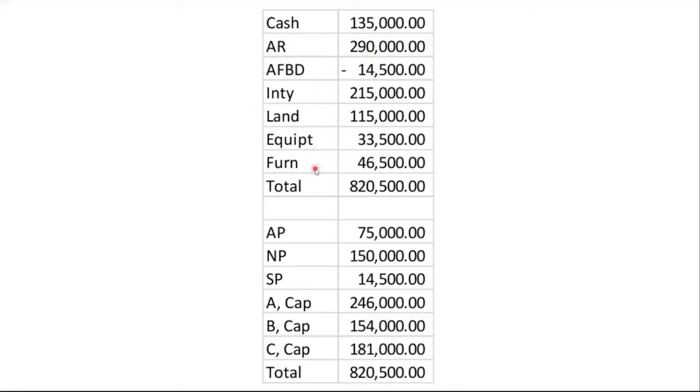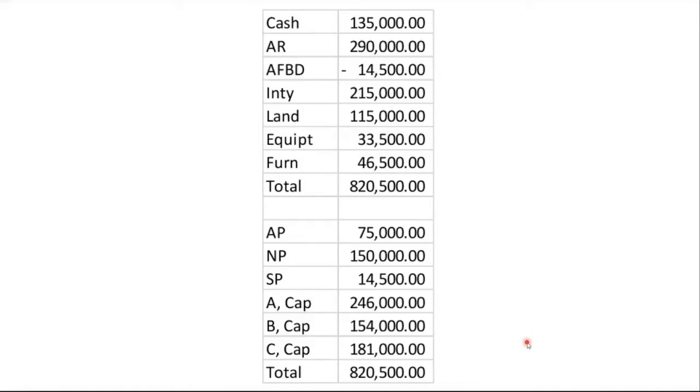Inventory, land, equipment, furniture, giving us a total asset of 820,500. Your liability and equity will consist of accounts payable, notes payable, salaries payable, giving us capital balances of A Capital, Andres, Bayani, and Kapitan. All taken from the journal entries on the investment, giving us the same amount of 820,500 for the total liabilities and equity. So the items are balanced, so we are now all good. Considering that we did everything correctly.